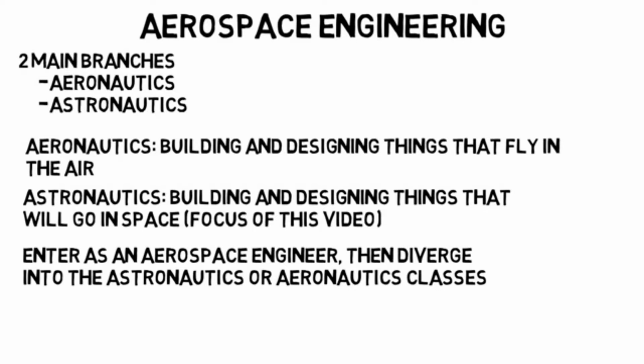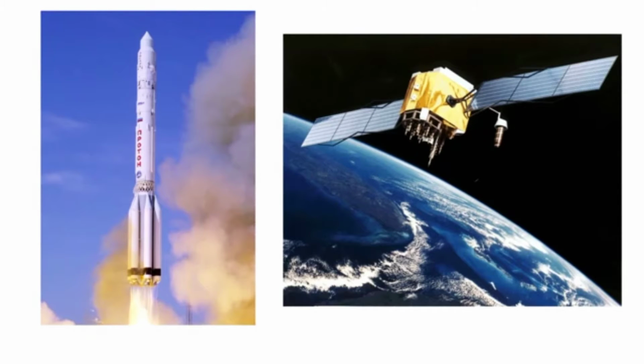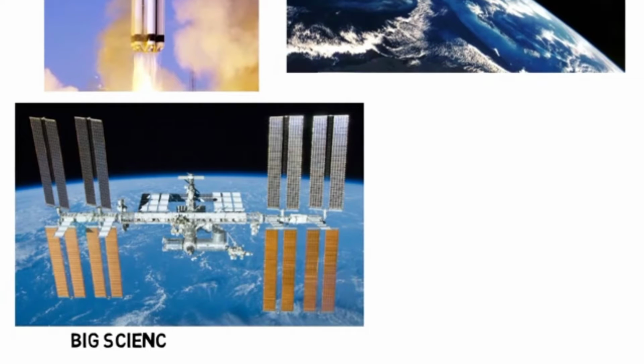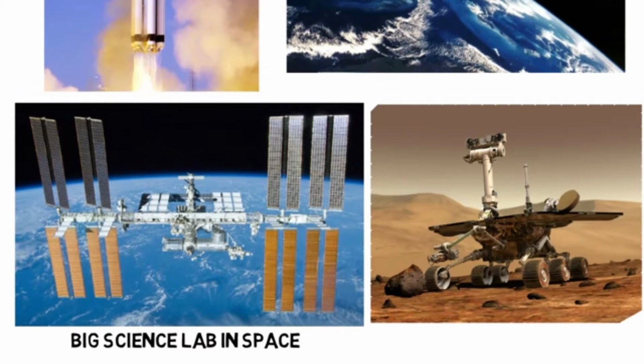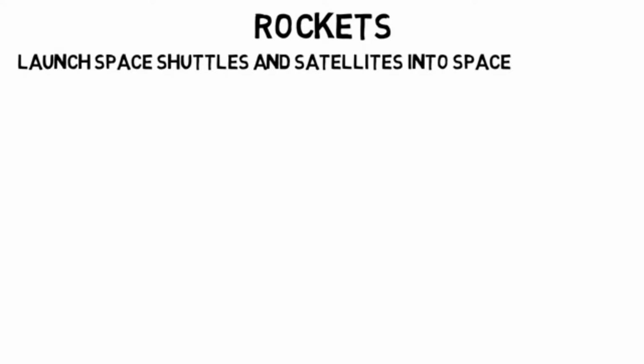So astronautics would include designing rockets and satellites, or specific things like working on the International Space Station, which is basically one big science lab in space that astronauts stay and perform experiments in. Or maybe the Mars rover that is gathering data from Mars without the need for a human to be there. Now, rockets are made in order to launch space shuttles and satellites into space.